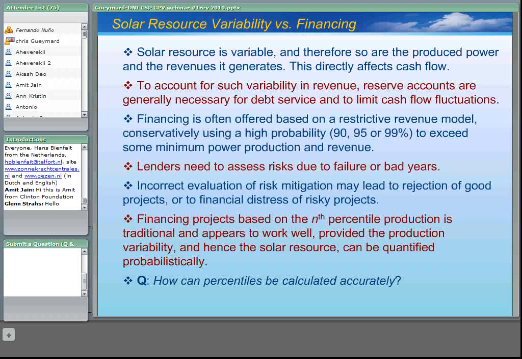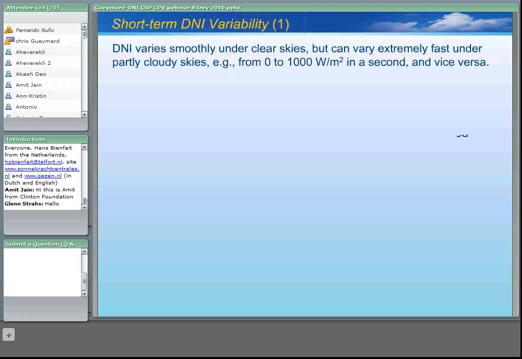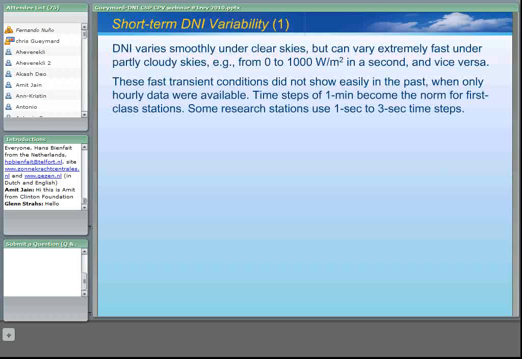So how can we do this kind of calculation? What we find is that on a short-term DNI, the short-term DNI variability is relatively important, of course. DNI can go from 0 to 1,000 watts in a matter of a second or a fraction of a second, and vice versa. So this is not easy to take into account, especially if you measure solar radiation on an hourly time step.